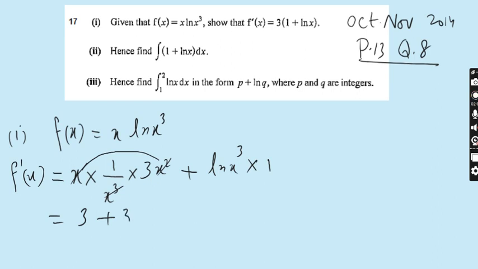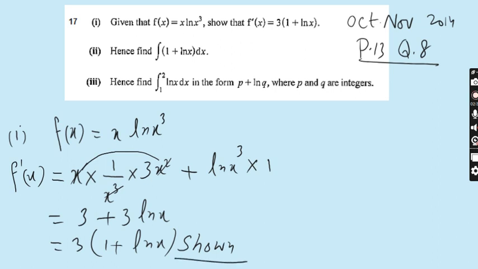The power can be written before the log. So 3 ln x. 3 can be taken common: 3 into 1 plus ln x. And this is the requirement of the question part 1: show that f dash x is equal to 3 into 1 plus ln x. Move to part 2.